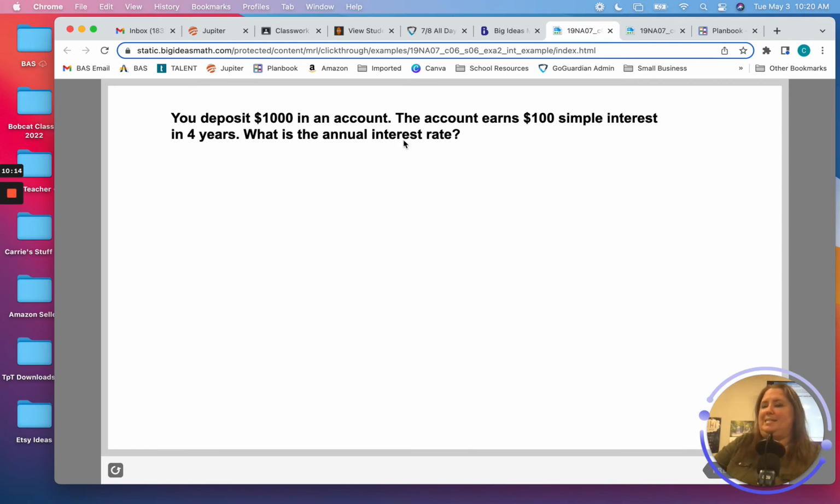What is the rate? Okay, so in this case, what are we missing? The interest. What letter? The I. Nope, it tells us we get $100 interest. R. So we're missing the rate. So we can still use the same formula, but we plug in the numbers we know where we know them.